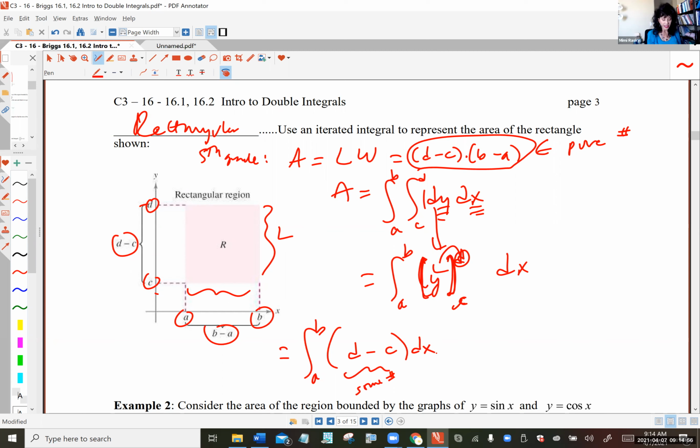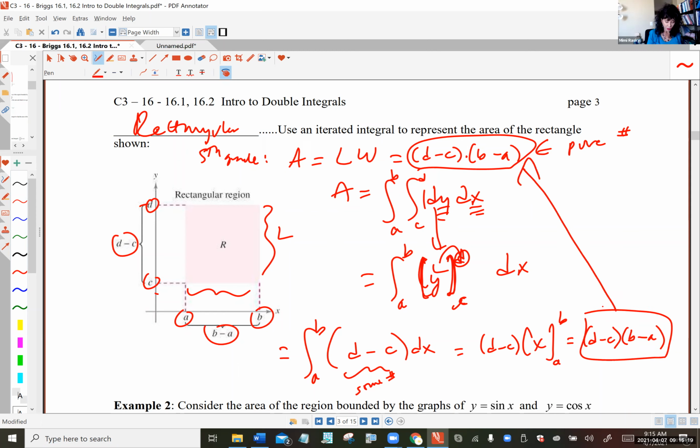And now you're just going to integrate this single integral that's left. So what is the antiderivative of some number with respect to x? Well, it'll be that number times x, where x is evaluated between the limits of a and b. Fundamental theorem, b minus a, and we're done. And so the answer is, of course, the same as just finding the length and the width and multiplying them together. And of course, we hoped it would be the same. So it works. And that's the point of this silly example.